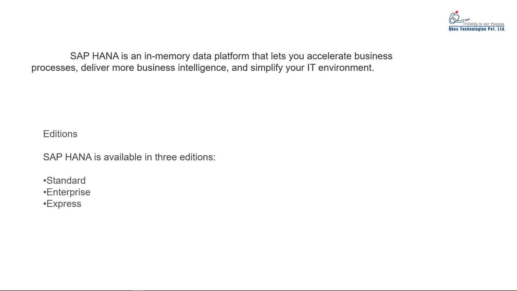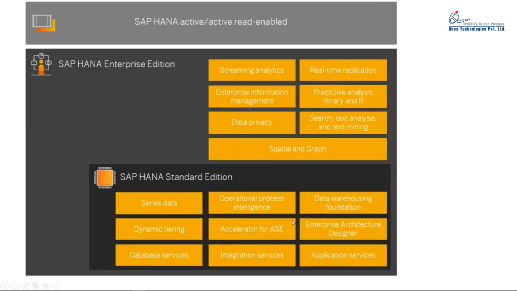Now let's see about standard and enterprise, the major editions SAP is selling. What does standard edition come with, and what does enterprise edition come with? If you look at this slide, standard edition is part of enterprise edition. You can understand standard edition as a subset of enterprise edition.